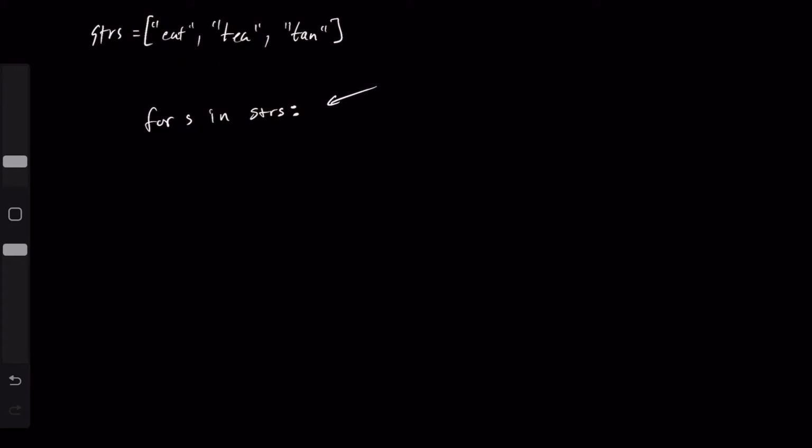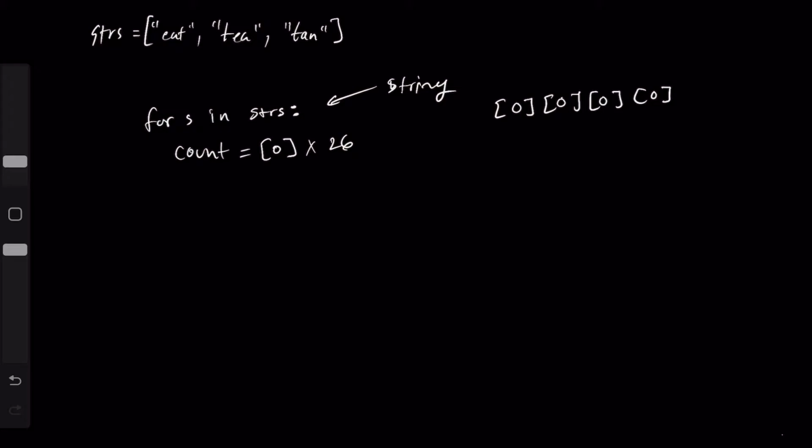Here we grab each individual word, each string, and then we create a count. In this count we're going to have a bunch of zeros, multiplied by 26, which is the number of letters in the alphabet. This is how it would look: 0, 0, 0, 0, and it keeps going. Let's leave that there for now.